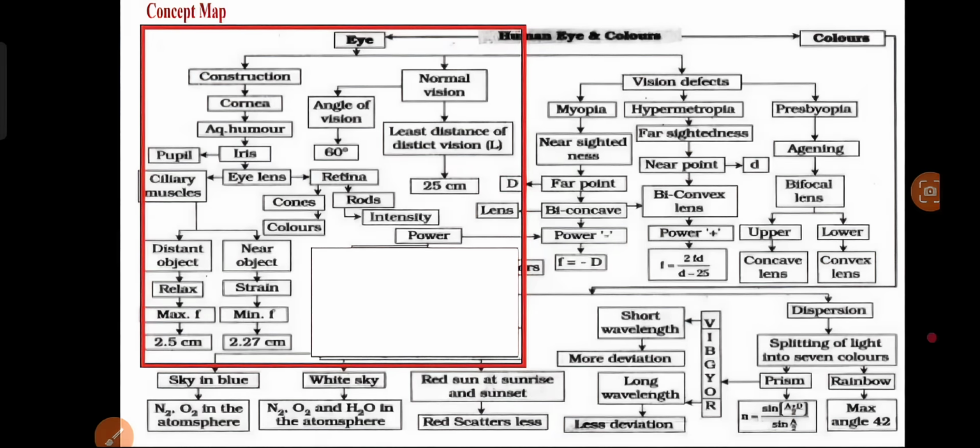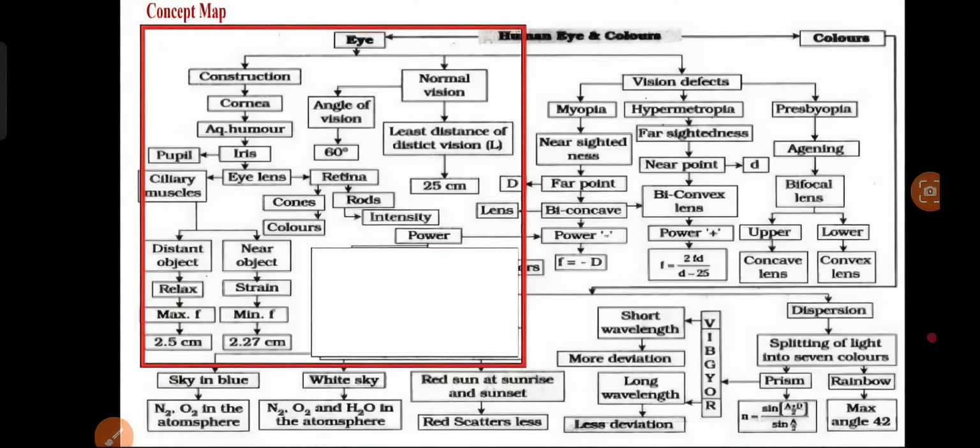Before teaching a particular concept, we have to take care of the previous knowledge the students have, because we are dealing with the second period. The subject content we taught in the first period will be the previous knowledge. So I had taken the concept map which is there in the 10th class teacher handbook, and I kept in the red box what we taught in the first period, that is the construction of the eye and the different parts, the least distance of distinct vision and the accommodation. All these concepts were covered.